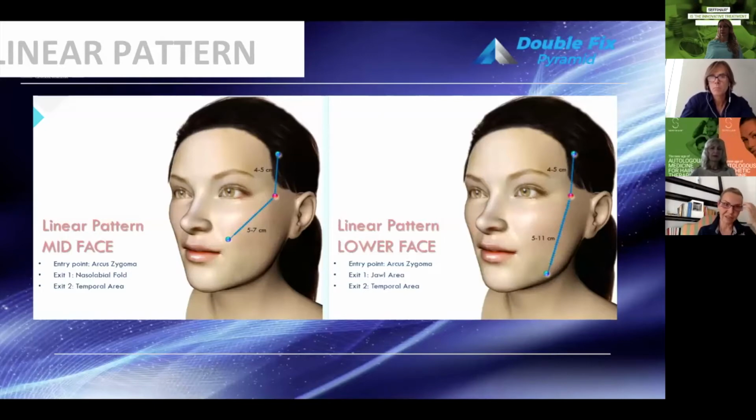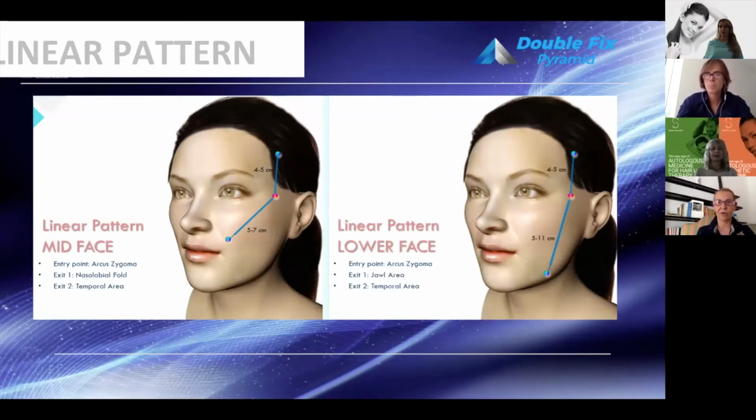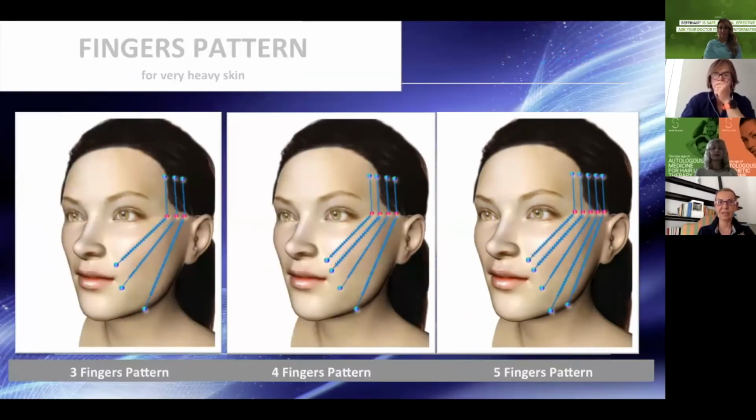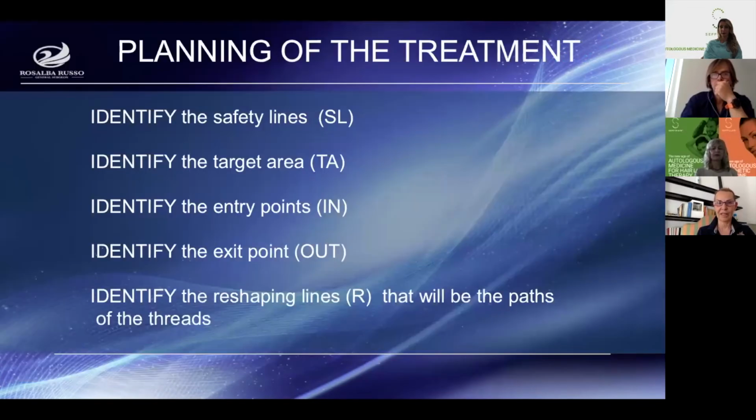And this is the linear pattern technique for the mid face. The anchorage is always in the temporal area, depending on what you want to improve. If you want to improve the nasolabial fold or the jowl, you can put one or two threads, depending on the patient, or use the finger pattern technique. For a very heavy skin, you put 3, 4, or 5 threads.